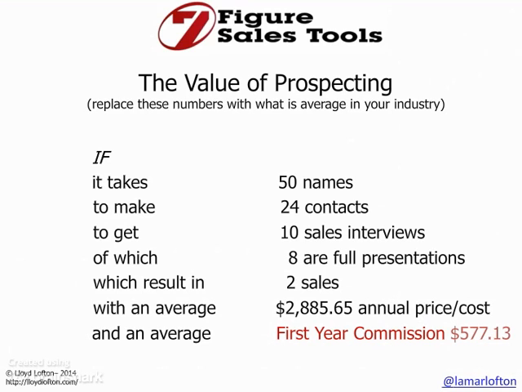And on average, I'm going to get 2 sales. Sometimes I'll get more, sometimes I'll get less. But on average, over a 13-week period of time, I know I'm going to get 2 sales. And the average price for my services is $28.85. The first-year commission is $577. So now I already have a value on my prospecting.